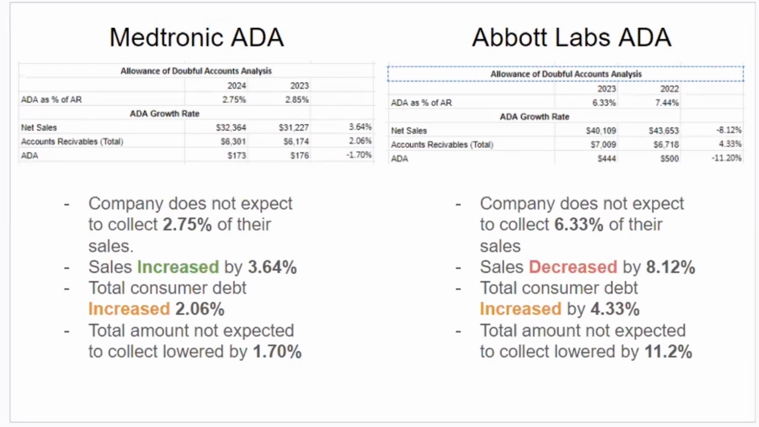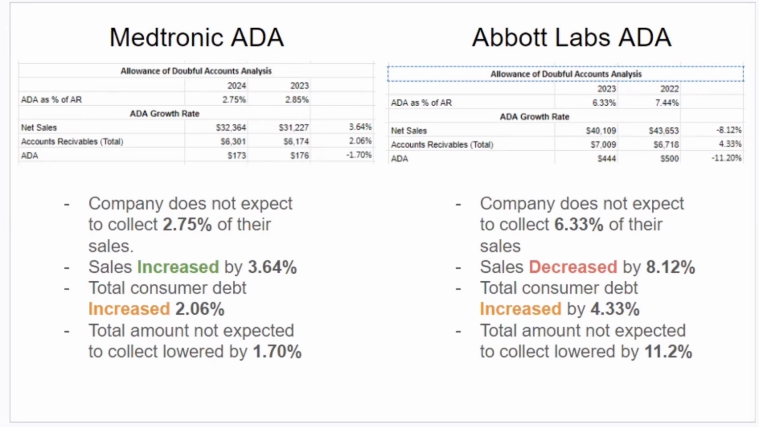We can see the allowance for doubtful accounts as a percentage of accounts receivable in 2024 for Medtronic specifically. In 2024, we can see it is 2.75. 2023 is 2.85, a 0.10% decrease. So that means that they're going to be collecting more and expecting less of not returning.